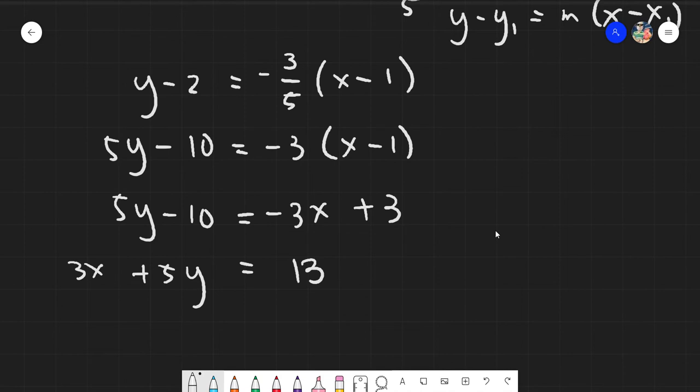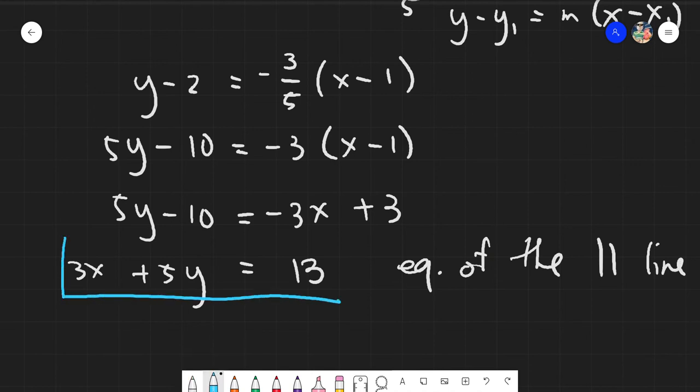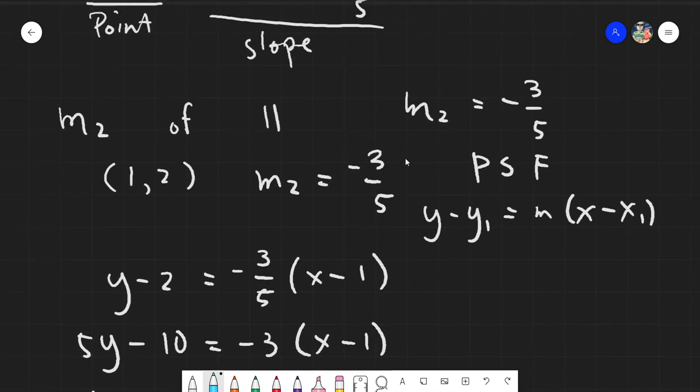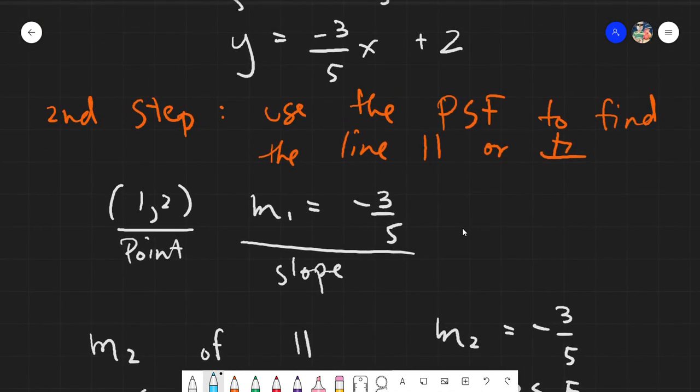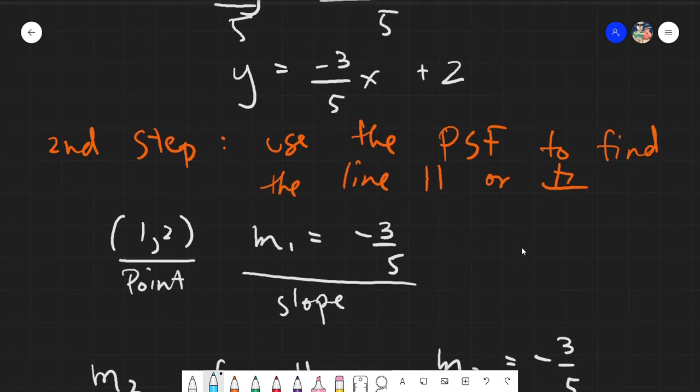And this would be our equation of the parallel line. Let's box it out. This is the equation of the parallel line. So, you're done already for the parallel. But you are also being asked to find the perpendicular line.